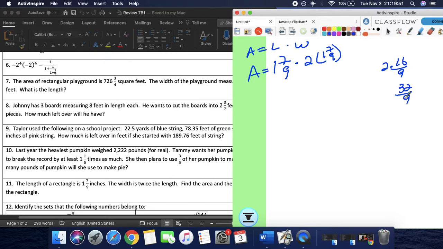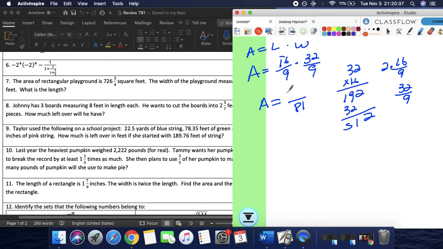And I'm just going to leave it as an improper fraction. 9 times 1 is 9, so 16 over 9. So let me rewrite this. That's 32 over 9. And I'm going to rewrite the length as an improper fraction, 16 over 9. So to find the area, I would just multiply these two, right? At the bottom, can I simplify anything? At the bottom will be 81. The top, 16 times 32, which is 512 over 81. Inches squared, so that's the area.